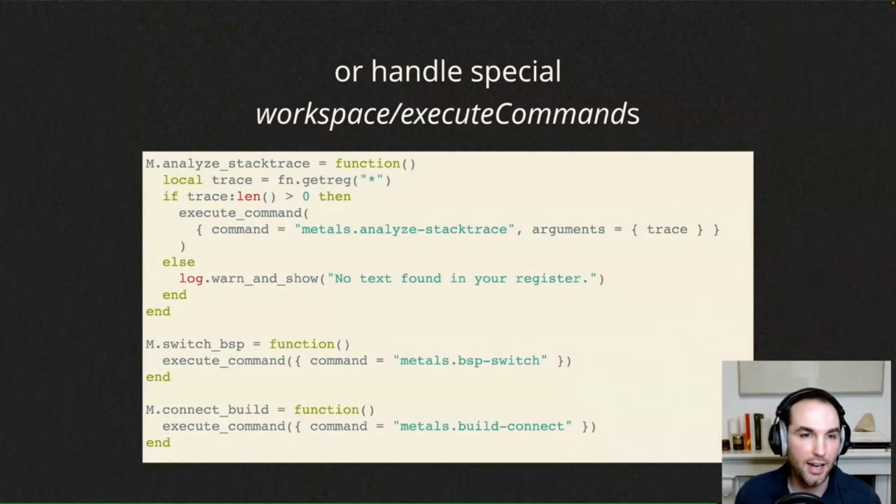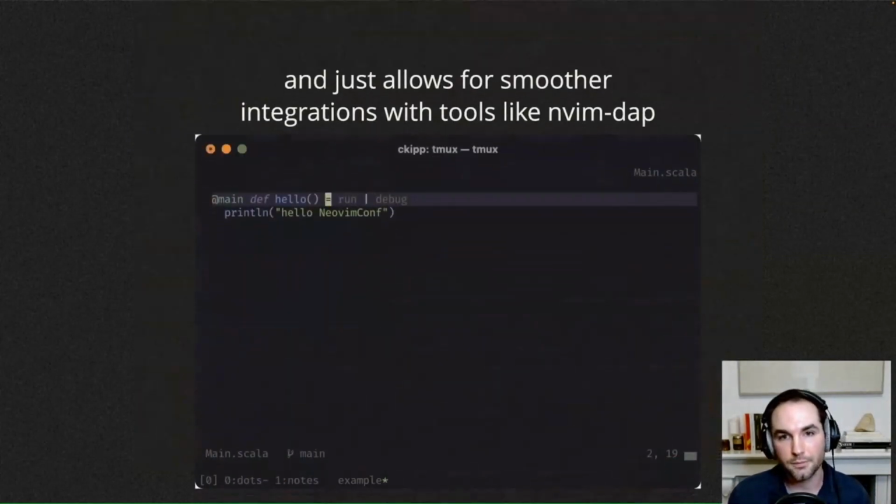Like we have an analyze stack trace one where it takes whatever's in your register, which is hopefully a stack trace, sends it to the server, analyzes it, sends it back. And then you have code lenses that you can use to jump to whatever part of your code the stack trace is in. And we have switch BSP, which is the build server protocol. When you're doing Scala on the JVM, you could have multiple different build servers that are actually compiling your code, and this will allow you just to switch between them or connect to one. So there's a bunch of these.